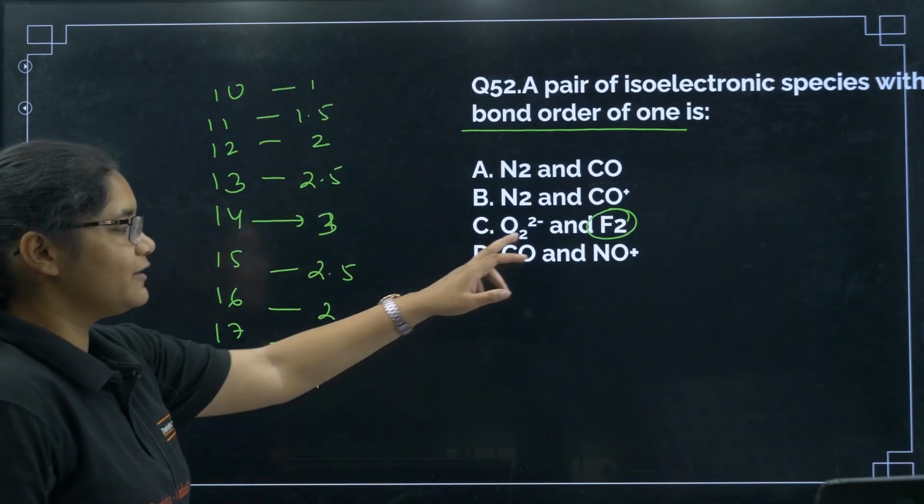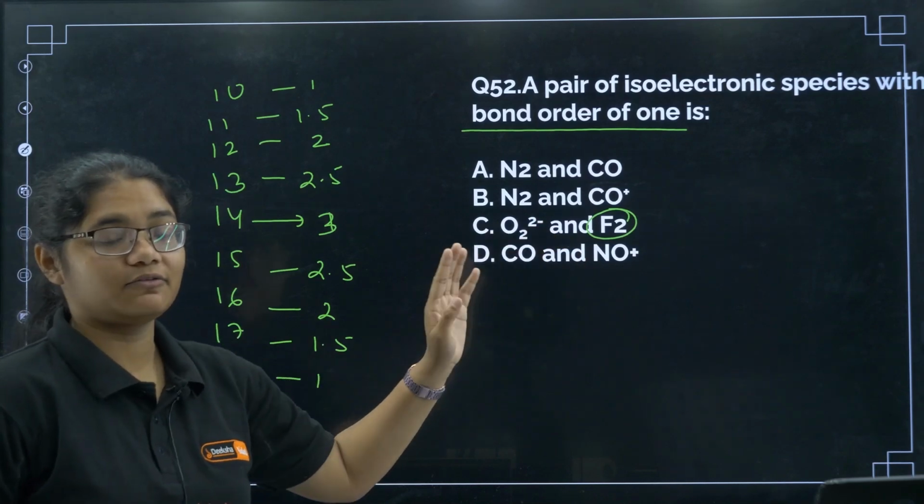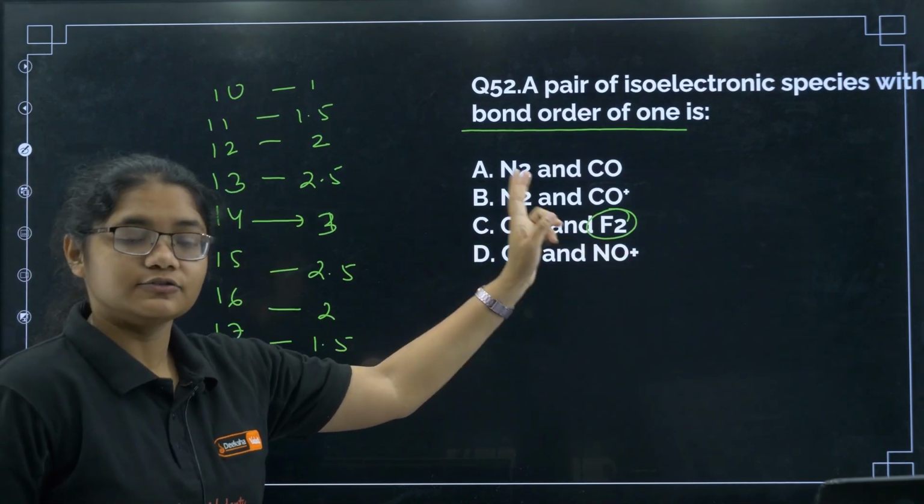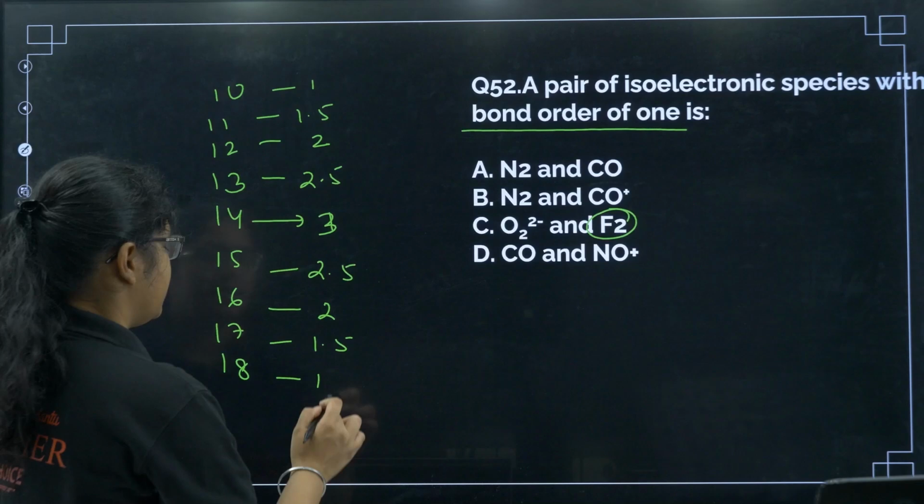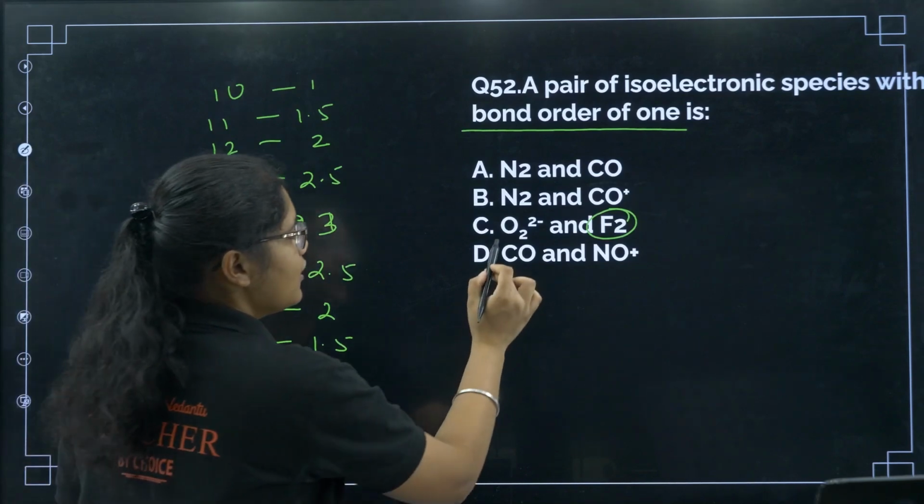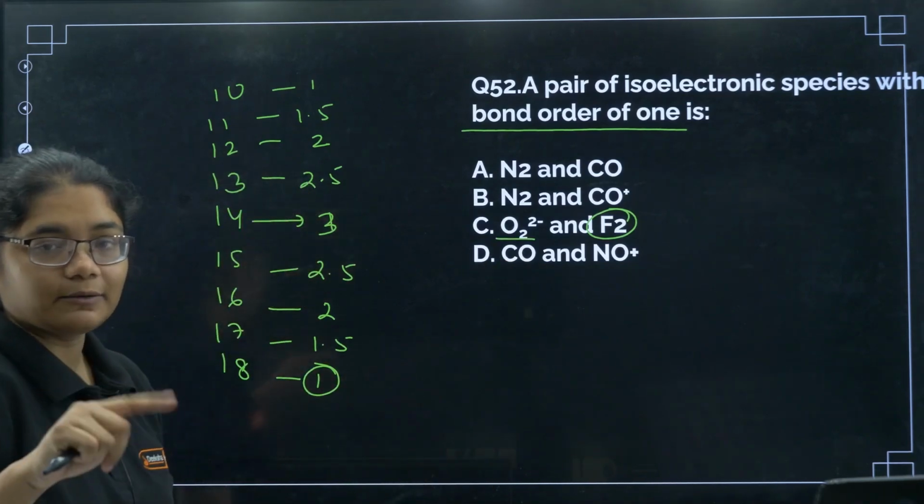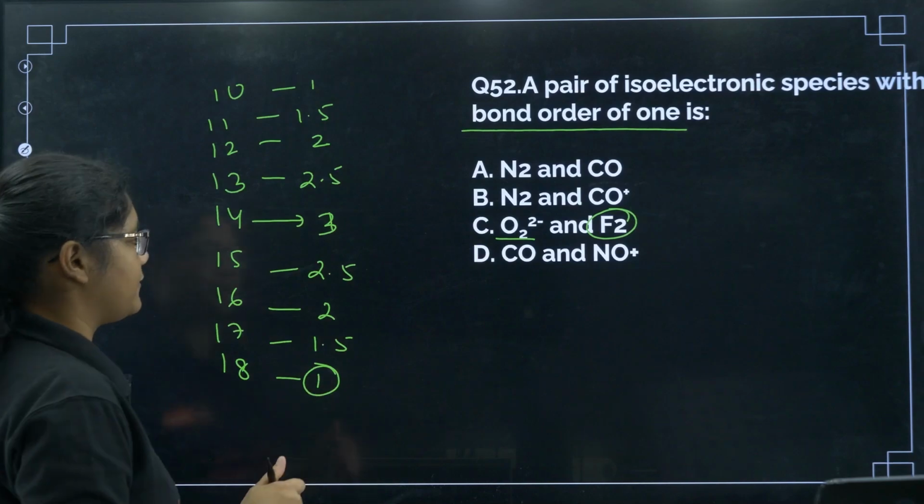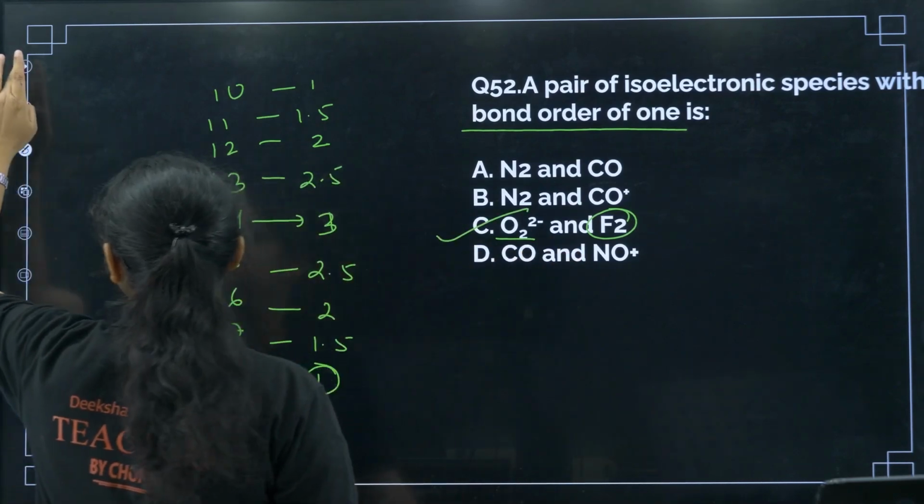Okay. So now if I see F2, how many electrons are there? Fluorine has 9, so 2 fluorine means 18, so 18 electrons will have bond order of 1. O2 minus, if you see O2, 8 plus 8 is 16, plus 2 is 18, and that is 1. So option number C here.